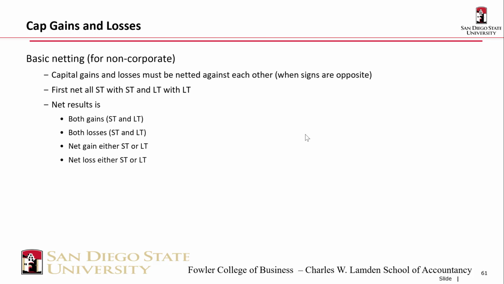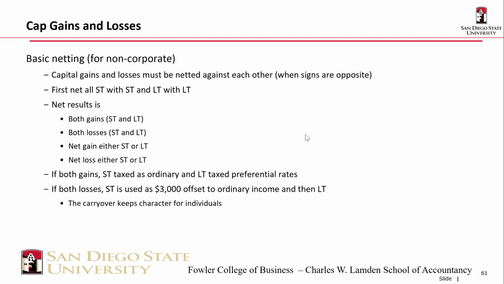If it's a net loss, it's either a short-term or a long-term net loss. One is bigger than the other, and it's going to absorb them. And that would mean that short-term and long-term have different signs, those last two. So if they're both gains, short-term is ordinary, long-term gets preferential rates. If they're both losses, capital losses are limited to $3,000 per tax return.